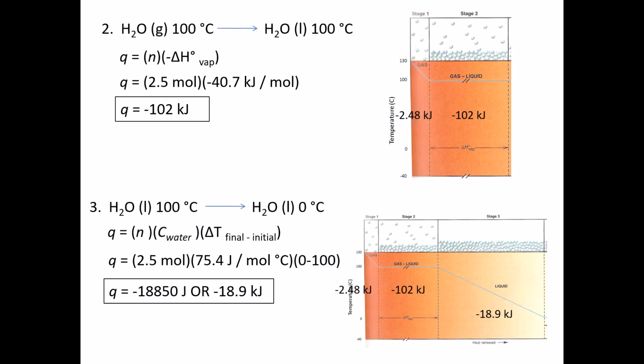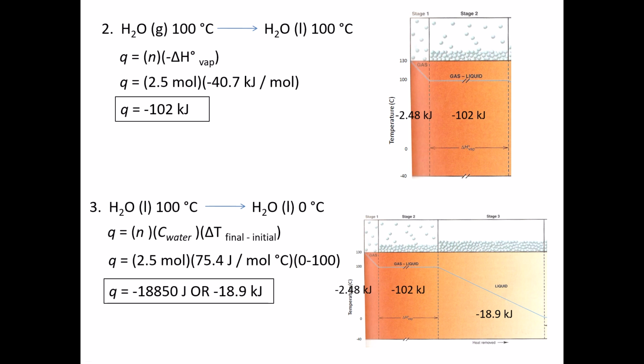Alright, step 2 is our phase change. We got to turn all of that gas that's at 100 degrees into liquid at 100 degrees. So this is our second type of equation, where we have our amount, 2.5 moles, times our negative delta H of vaporization value. And again, this is a constant value you'd be given. So our negative value for this step comes from the delta H, because we're not vaporizing, we're condensing. Alright, so we have negative 102 kilojoules for the second step.